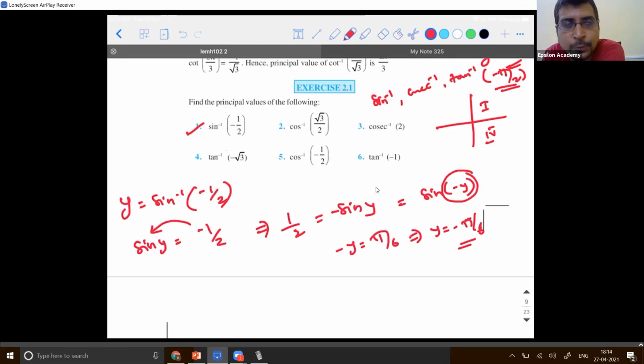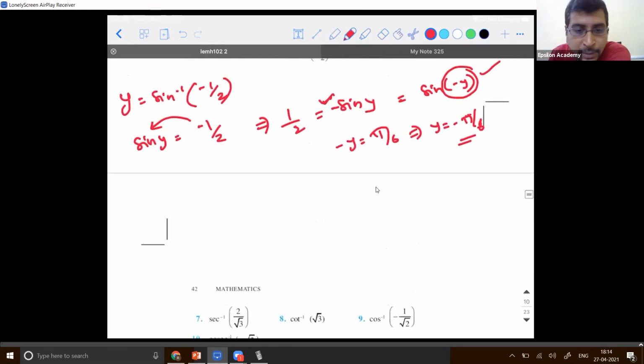Are you able to understand? So for whichever inverse trigonometric function the principal range is between 0 to pi, wherever a negative sign comes, you will write it as pi minus something. Wherever you have inverse trigonometric functions whose values are restricted between minus pi by 2 to pi by 2, for those functions you will write it as sine of minus theta. That is the reason why I wrote it as minus y. Okay, y is equal to minus pi by 6.